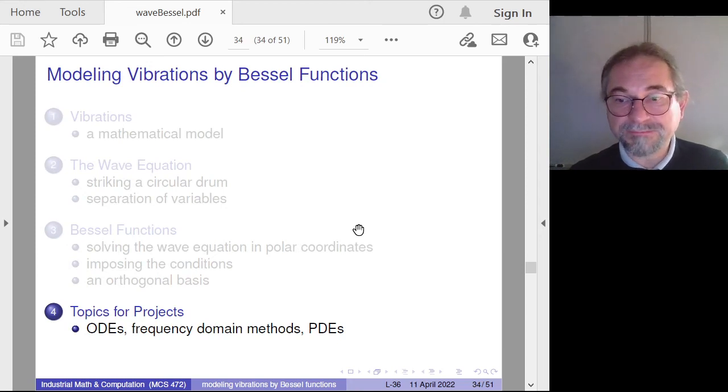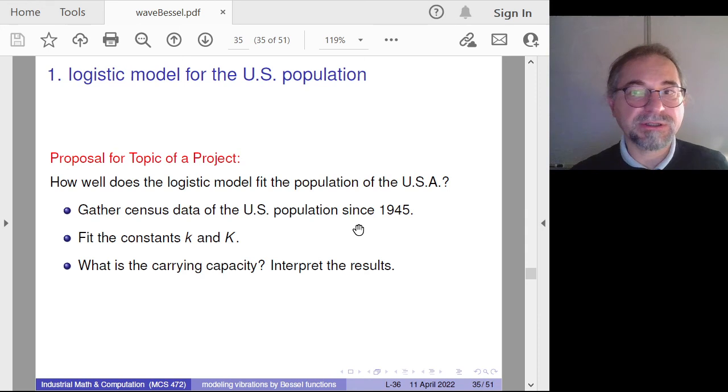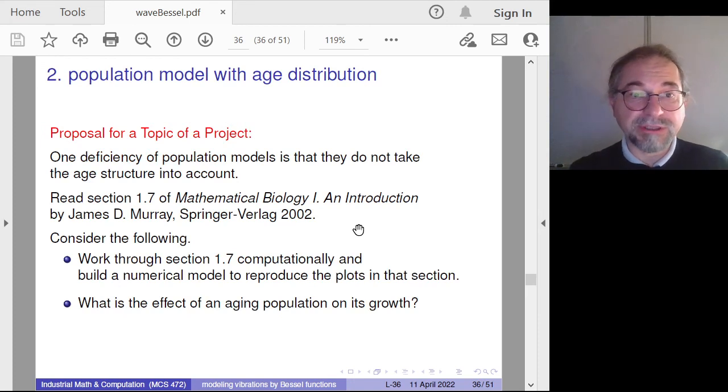All right, I will now run through 17 proposals for projects. So the first proposal is regression, but now with the logistic model, taking the carrying capacity into account. The second project is also modeling a population, but now taking the age structure into account. So this is a mathematical biology project from our excursion into ordinary differential equations.